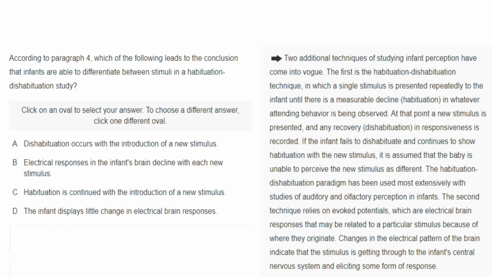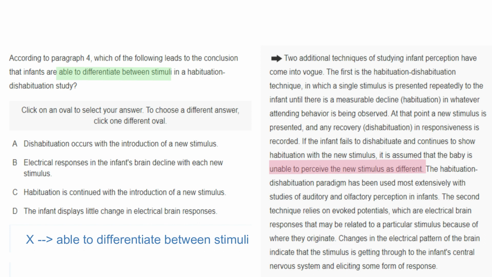The question is, which of the following leads to the conclusion that infants are able to differentiate between stimuli in a habituation-dishabituation study? So the question is, what should happen for us to conclude that infants are able to differentiate between stimuli? When we search the passage with the key phrase, able to differentiate between stimuli, the only relevant phrase we find is this: the baby is unable to perceive the new stimulus as different. So the passage only has a description that is the opposite of what the question is asking, since the question is when the baby is able to see the difference.